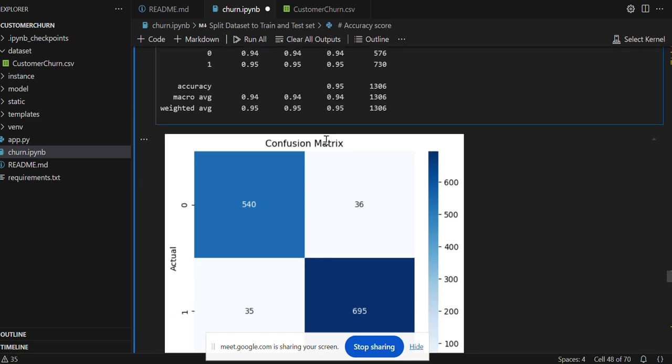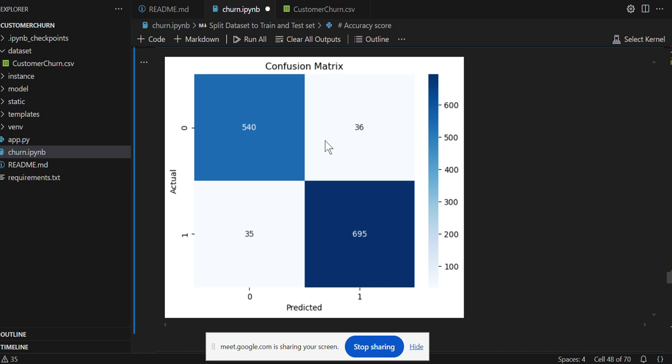Then for the confusion matrix, the first cell is true positive, the second quadrant is false positive, and then the third one is false negative and true negative. True positive is the number of instances from the data set that were true and the model predicted them to be true, having churn. True negative is the instances that are not churn and the model predicted them exactly to be not churn.